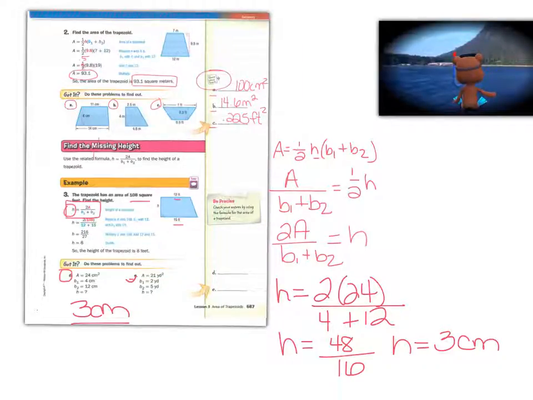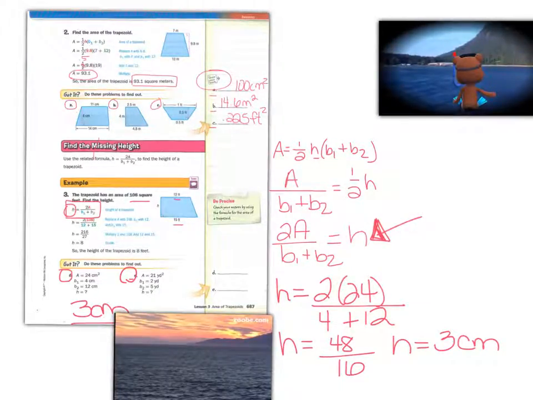I'd like you to do E on your own. I'll have Stuart come back and give you the right answer. Okay? Make sure to use this formula right here. Okay, good luck. Let's check and see what Stuart has to say.